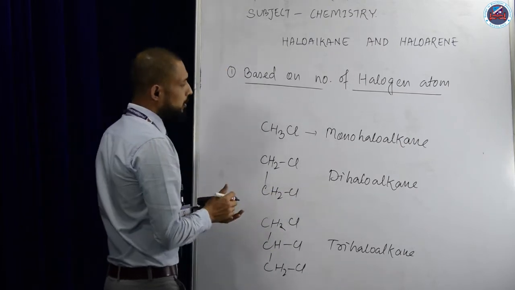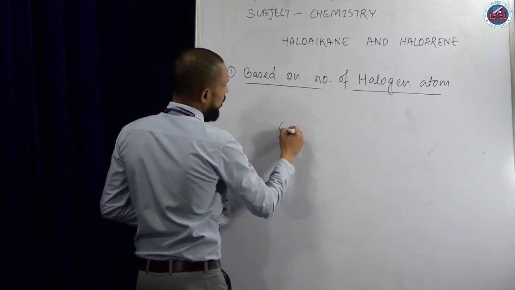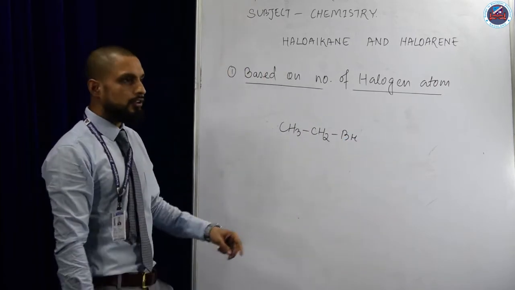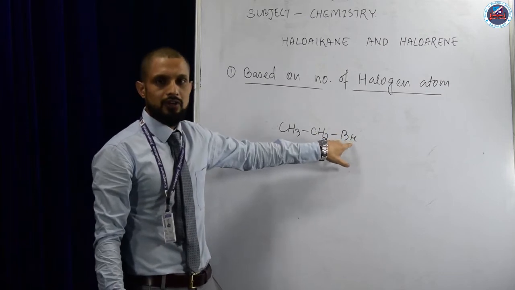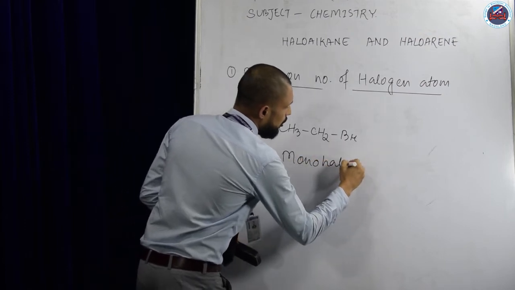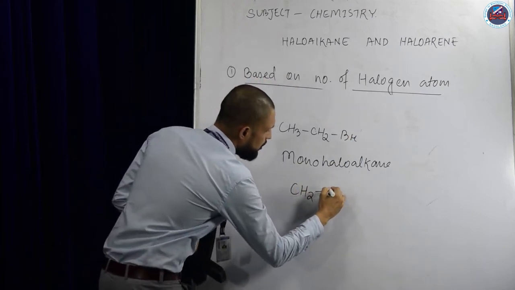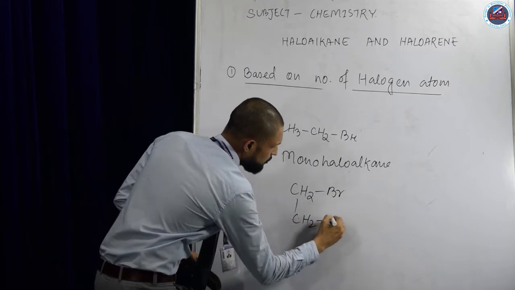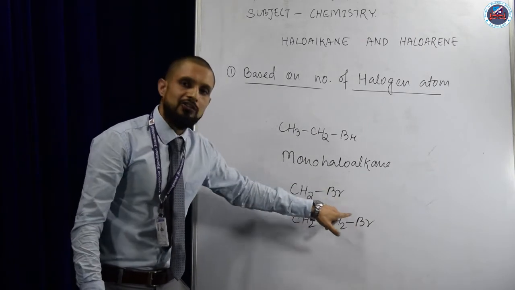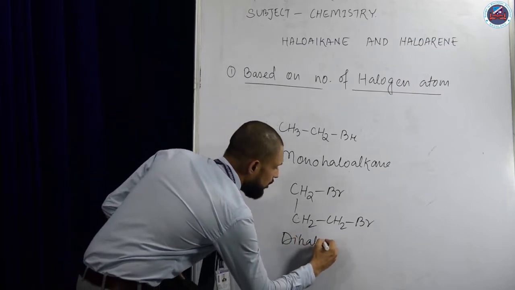I'll take some more examples to explain this classification. So let us take this compound, CH3CH2Br. Now you can see here in this compound, you have only one halogen atom. So therefore, this is monohaloalkane. Another example, CH2BrCH2CH2Br. So in this compound, you can see there are two halogen atoms. So therefore, this comes under dihaloalkane.